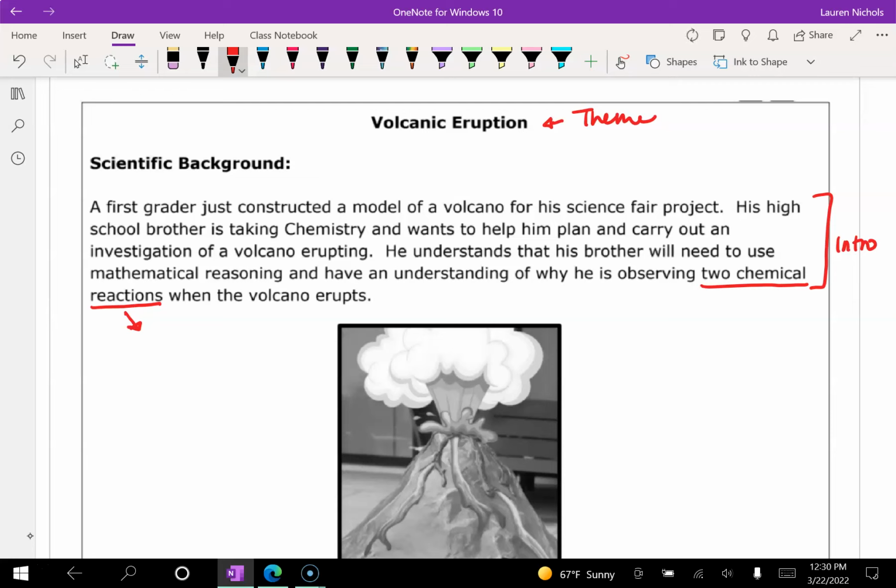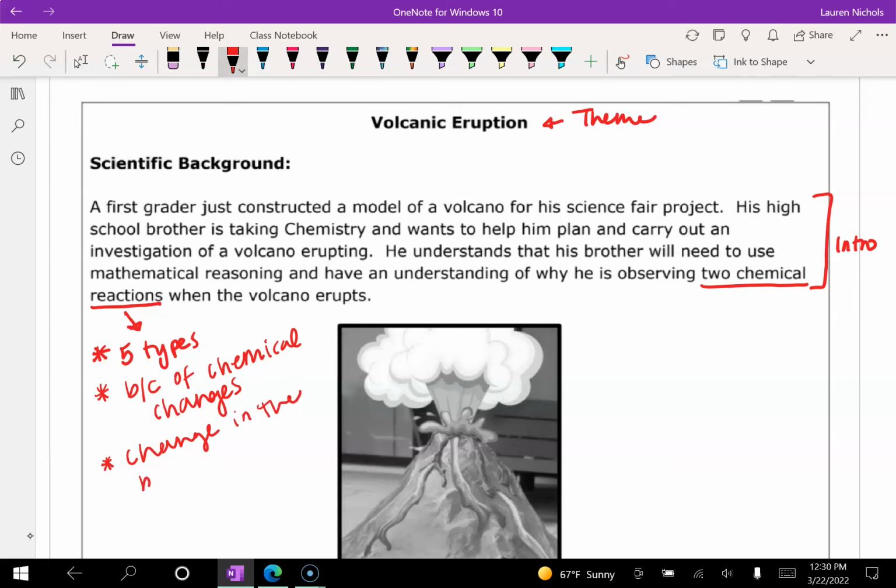So one thing we can do is we can write down what we know about chemical reactions. We know that there are 5 types. We know that chemical reactions are because of chemical changes. We know that if there's a chemical change, that there's a change in the bonds between atoms. And we also know that if we have a chemical change, that it creates new substances or new chemicals. So we're just kind of jotting down some things that we know about chemical reactions.